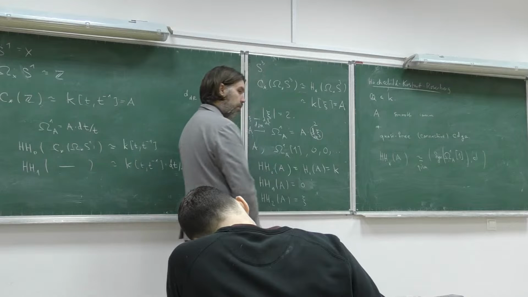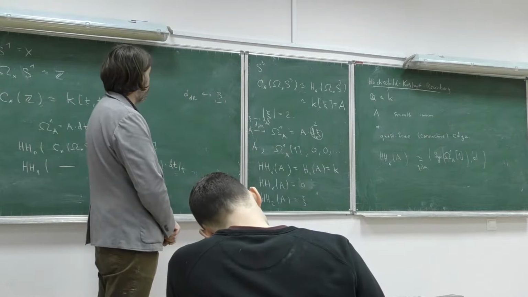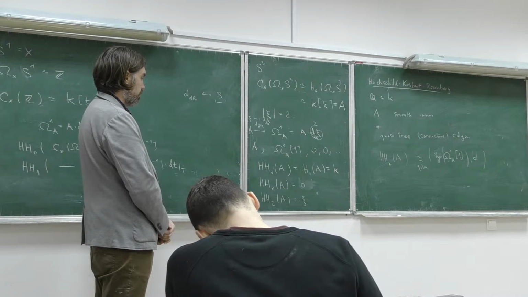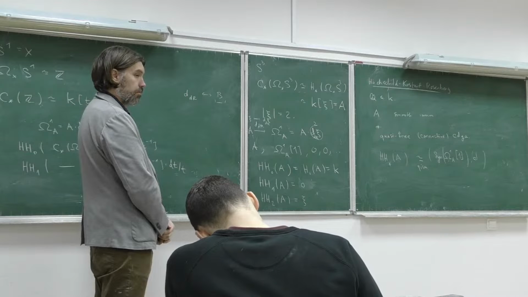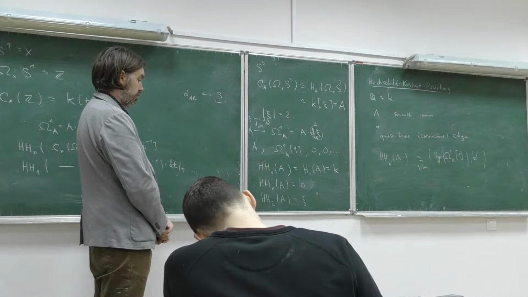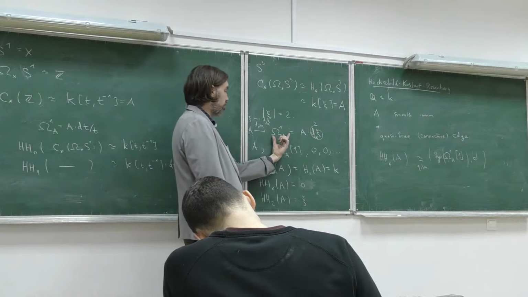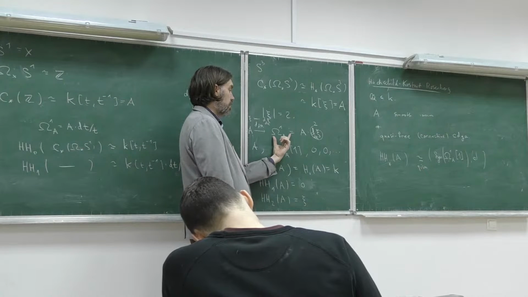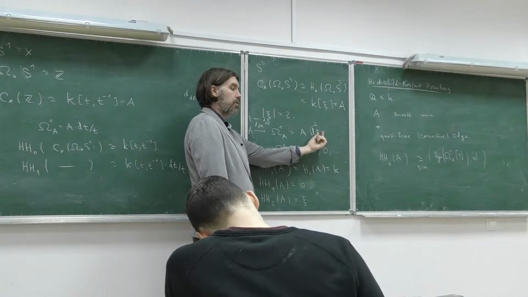Sorry, I don't understand. 2 is for what? For which degree? What do you mean by degree 2 for d psi? I said that this is a complex. Yes. And I'm saying that the generator lives in homological degree 2.